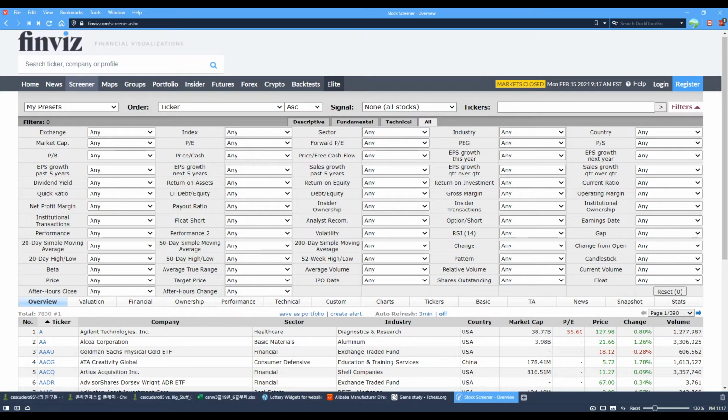Welcome back to Forward Finance, and today we're going to talk about how to get started screening for possible stocks, possible publicly traded companies, specifically in the United States, to invest in. All right, so let's get to it.